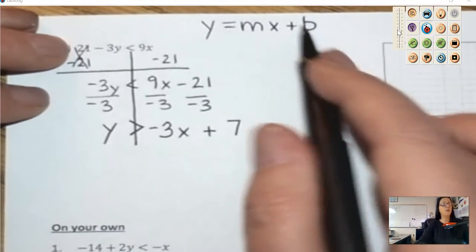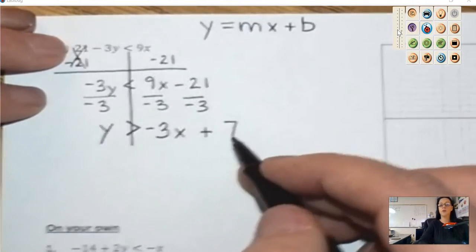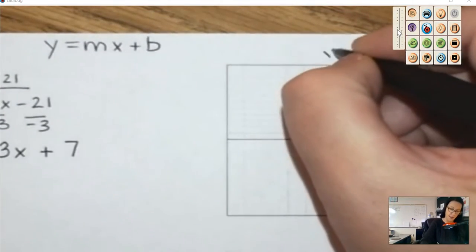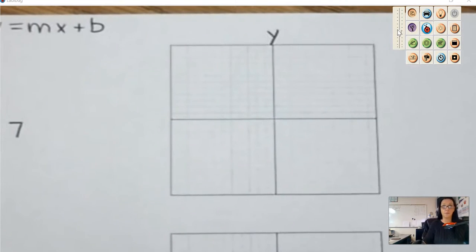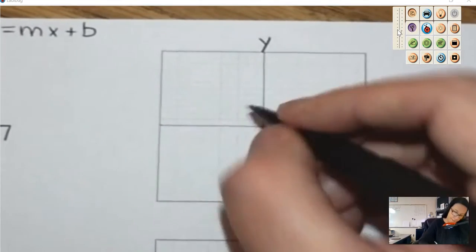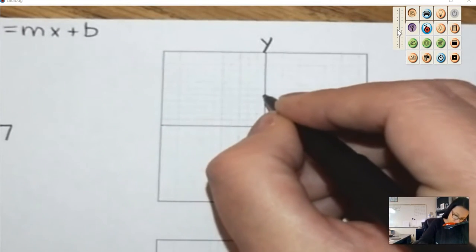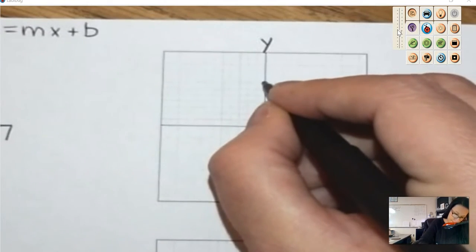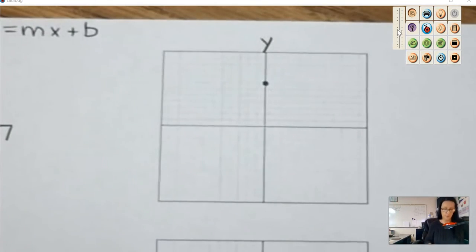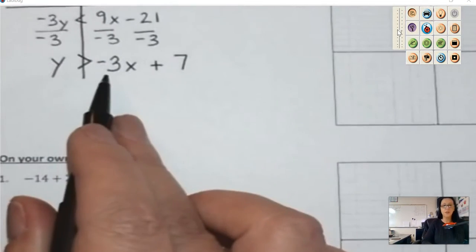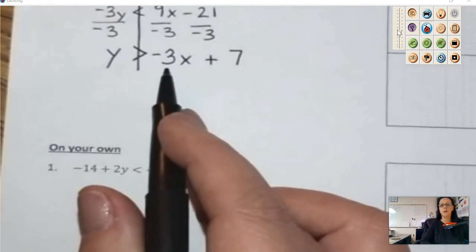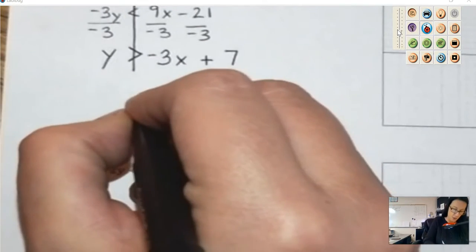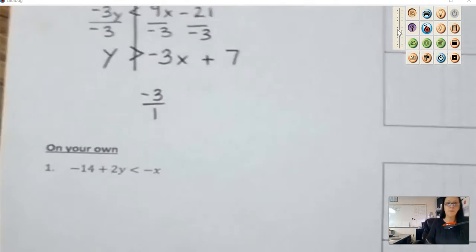We always graph the y-intercept first. So go to your y-axis, that's this axis, the vertical axis. Go find positive 7 and put a dot. Then we're going to use the slope. The slope is negative 3. However, when we're graphing, we like it to be a fraction. So the fraction for negative 3 is really negative 3 over 1.